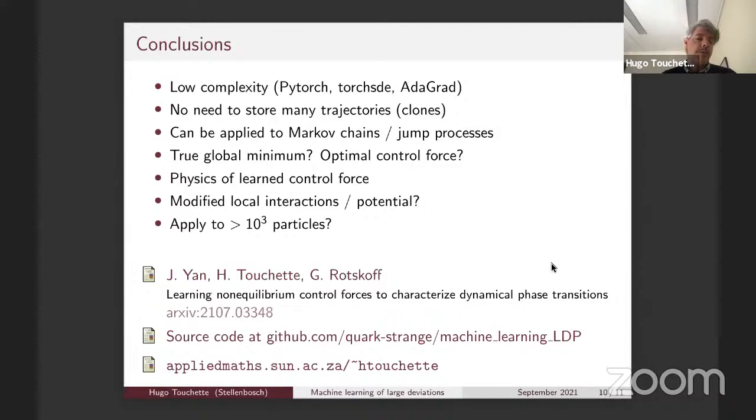And another problem of concern is to apply this to many particles. So I've shown now simulations for 200 particles. The idea is to try to apply this to many particles, and this seems to be possible, and it seems possible to reach 1,000 or even more particles because the method is low complexity again. All you need to store always is one trajectory as you go along.